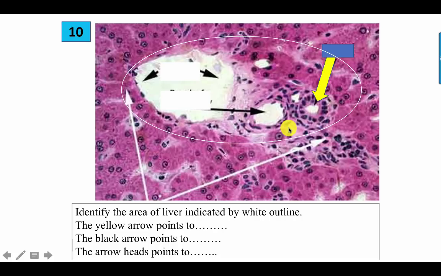Now, identify the area of the liver indicated by the white outline. This is, of course, the portal tract. The yellow arrow points to the bile duct, characterized by the lining epithelium, cuboidal cells with central rounded nuclei, here very evident, and the black arrow here points to the branch of the hepatic artery, and the arrowheads point to the branch of the portal vein. Thin wall, wide lumen, thick wall, narrow lumen. The lining epithelium here with the rounded nuclei can be seen.